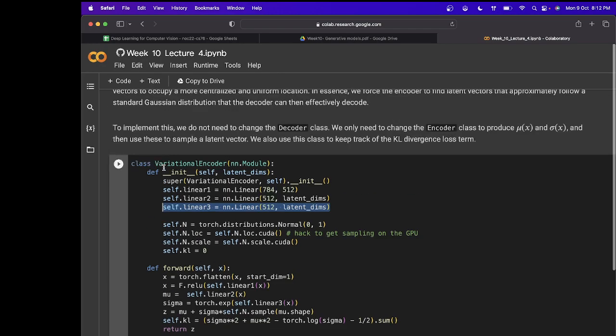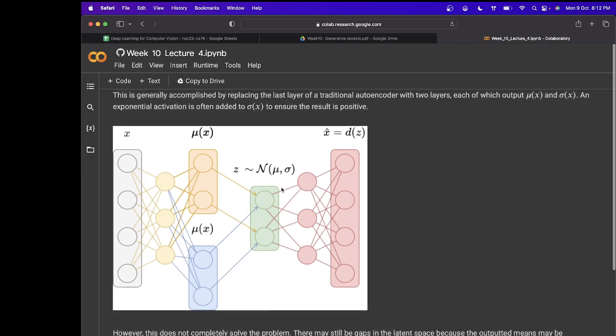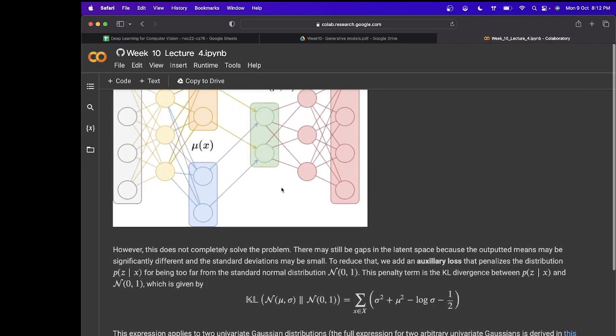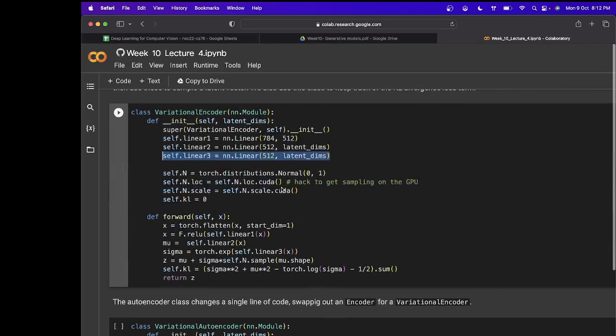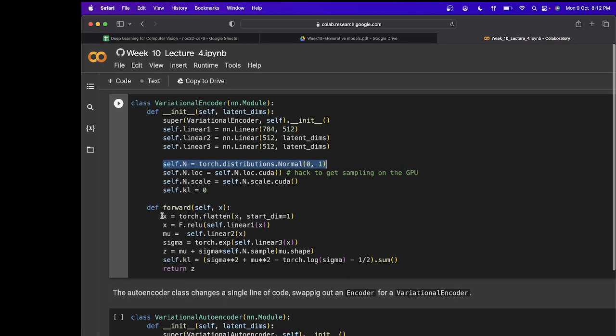And also, like I said, in order to make backpropagation easier, we do not sample z directly from the Gaussian. Rather, we find its value using an epsilon, which is a 0, 1 Gaussian, right? That is what is done here. So self.n is a normal distribution of 0, 1, right? And what you do here in the forward function is the first step, which is to flatten.